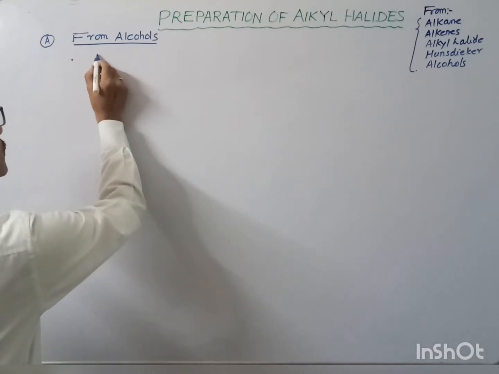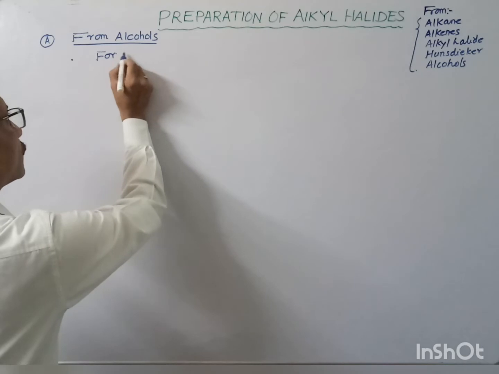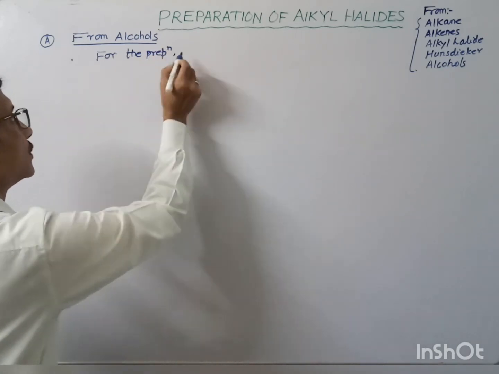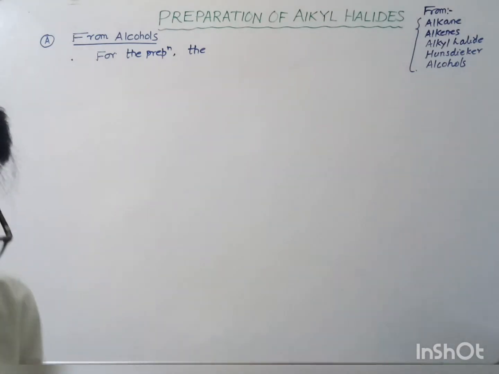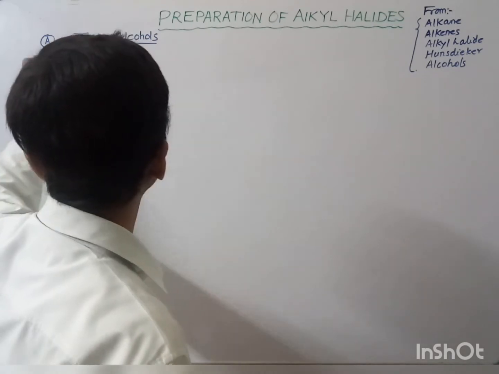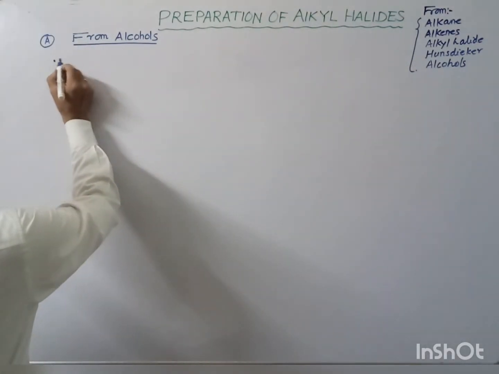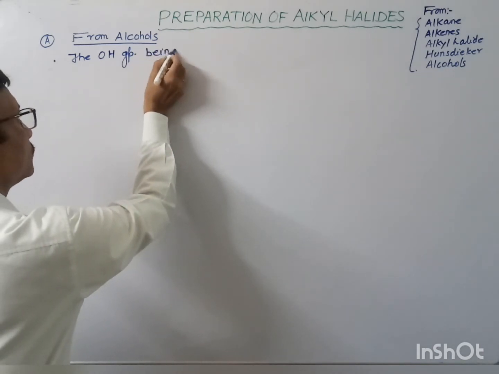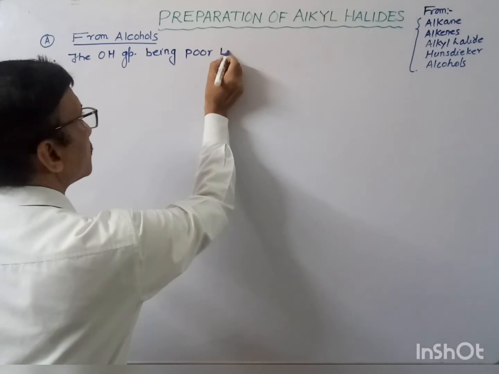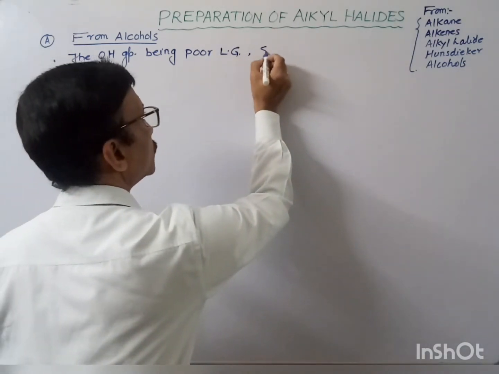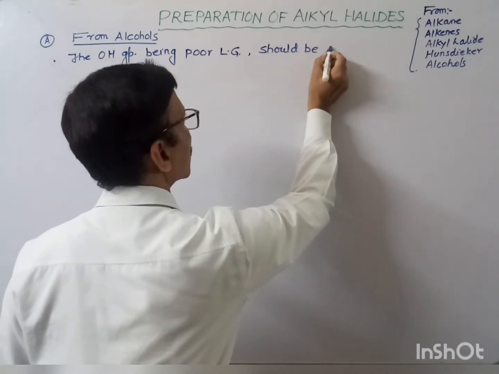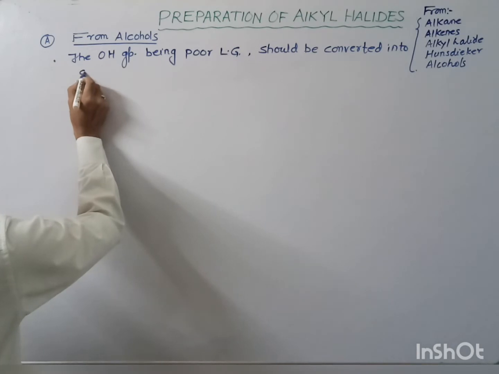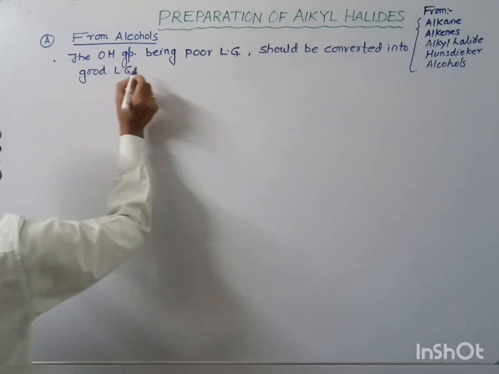So for the preparation, the OH group, being a poor leaving group, should be converted into a good leaving group in presence of some acid.